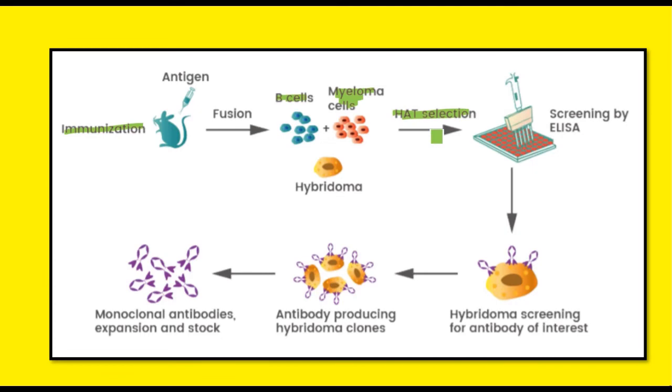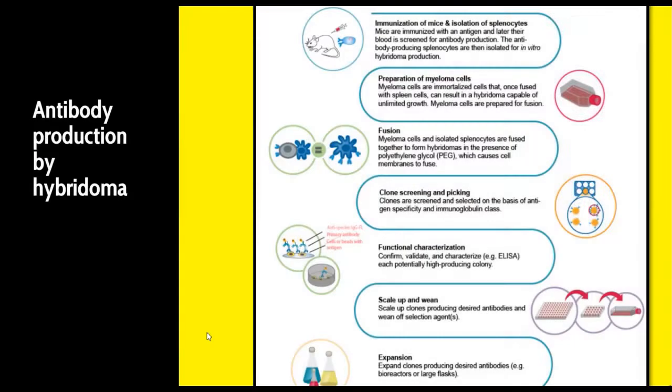Screening is done by ELISA, then hybridoma screening is done for antibody of interest. It means that whichever antibody is of our interest, that will be screened out. After screening, the antibody of interest is produced by hybridoma clones. Later on, the monoclonal antibodies are expanded and stocked. So let us see a quick procedure of antibody production.